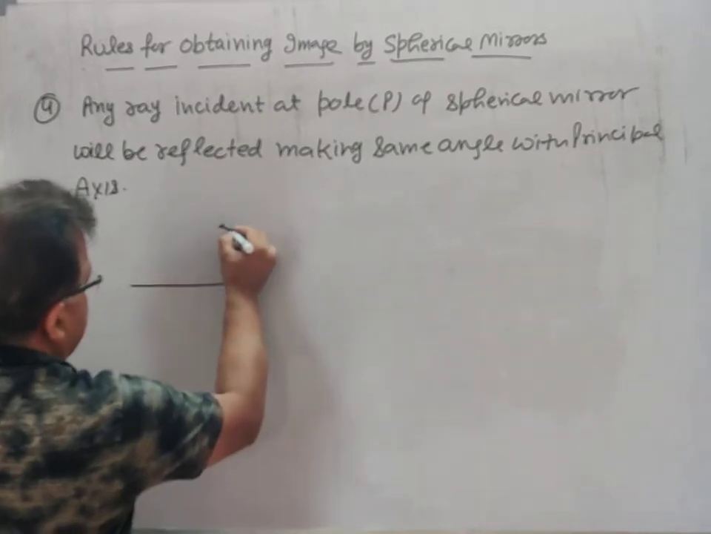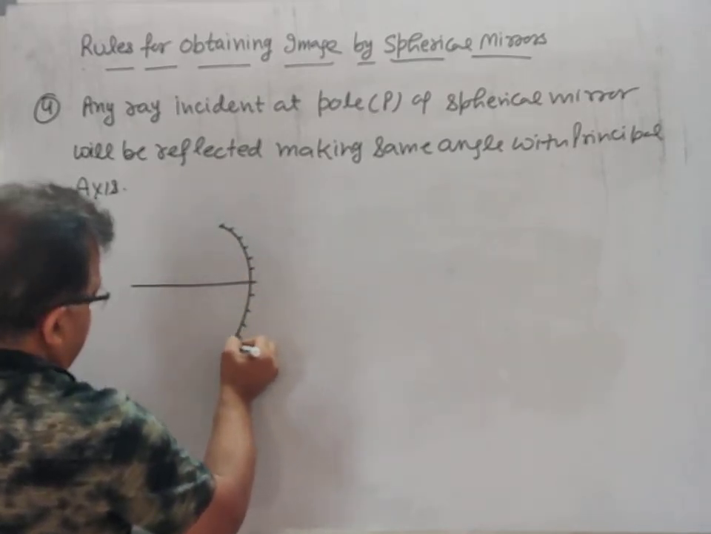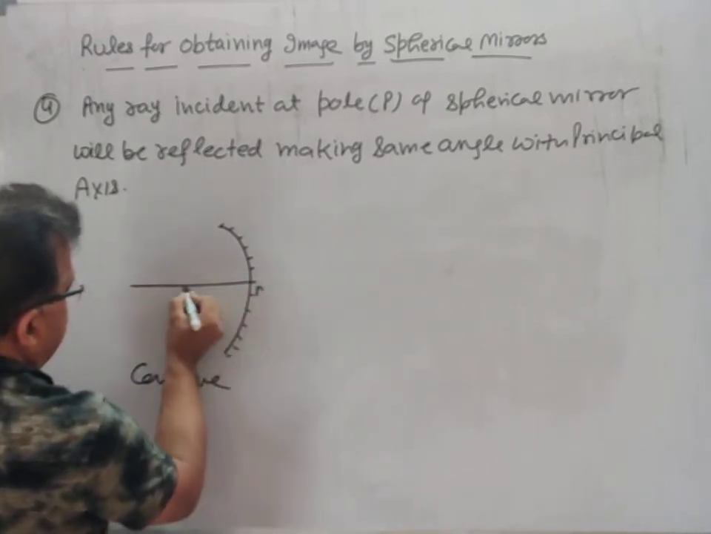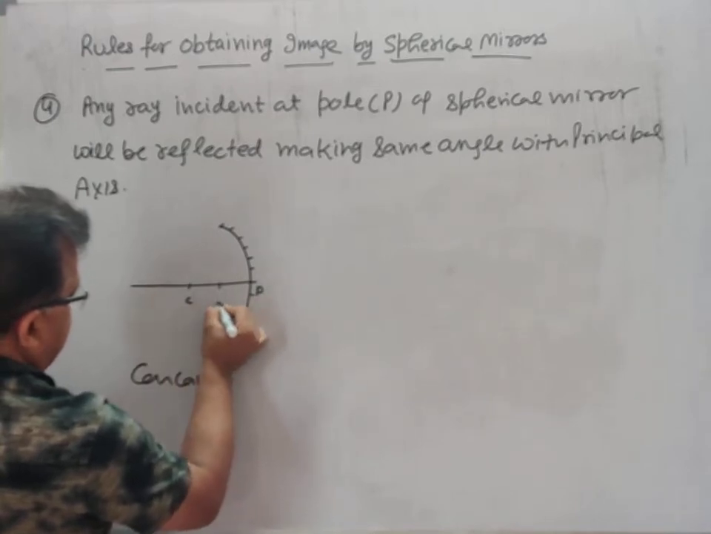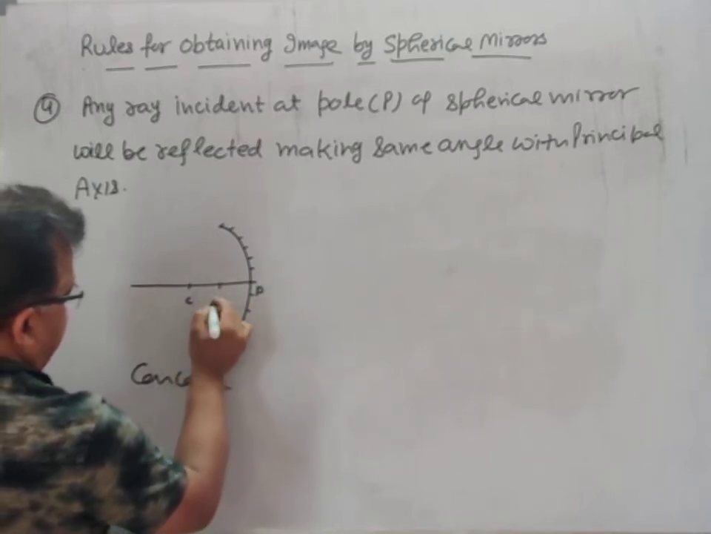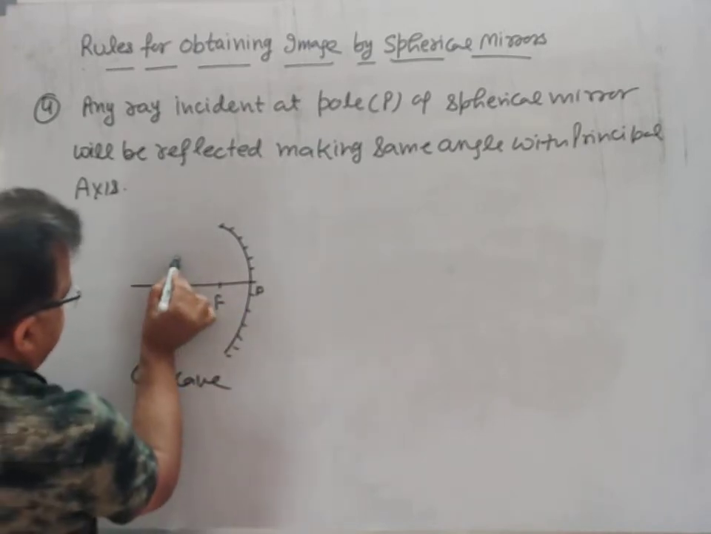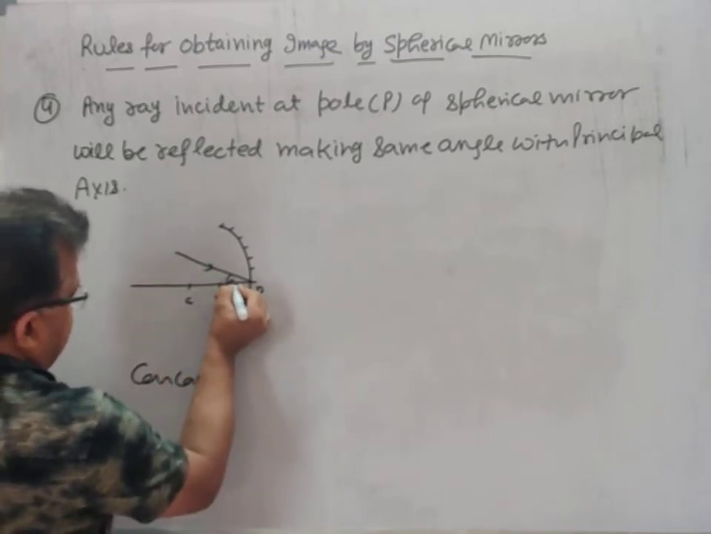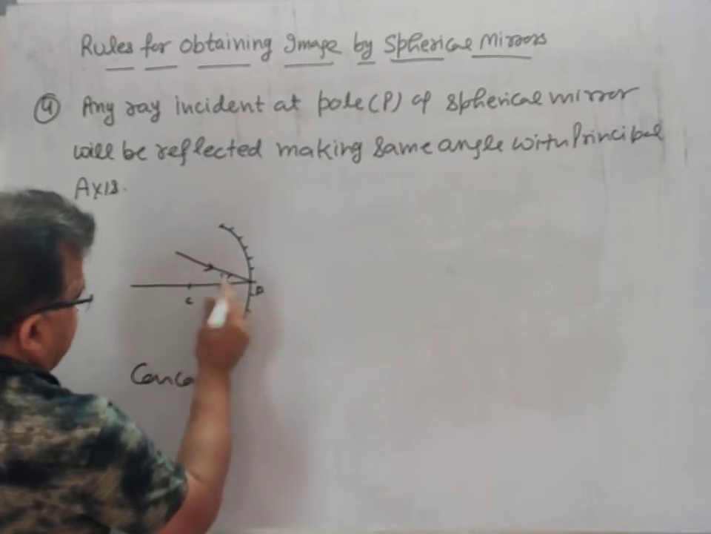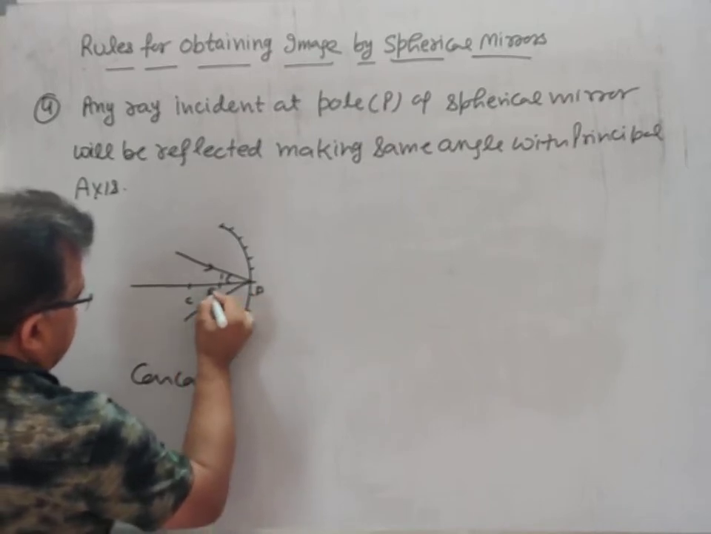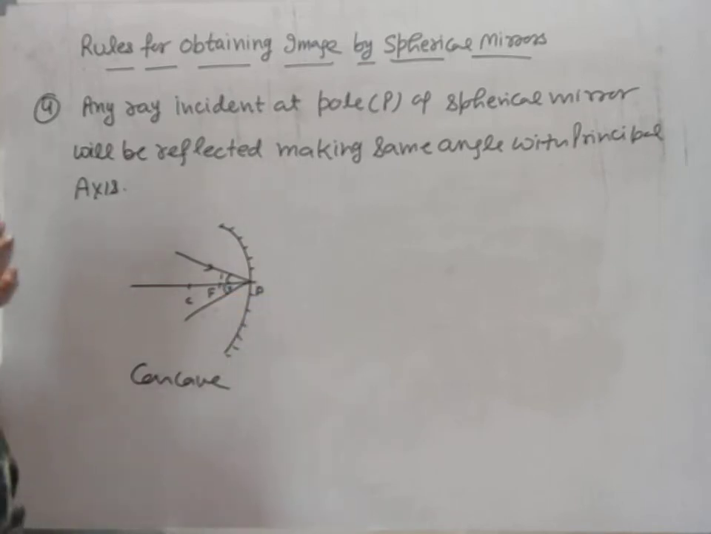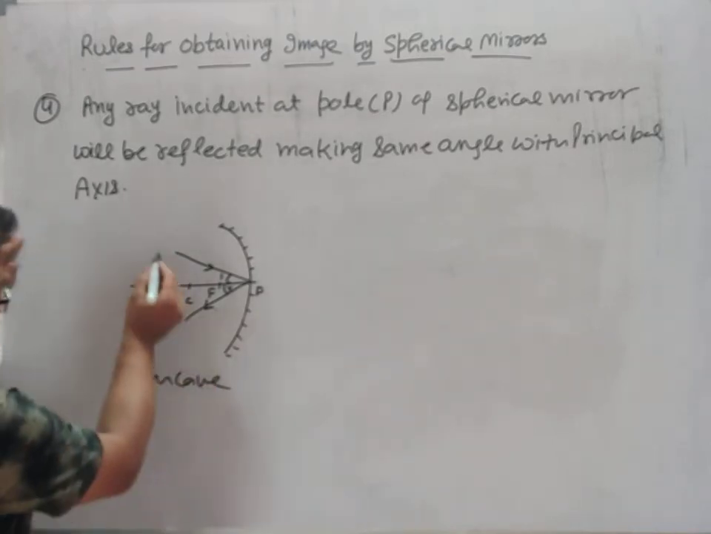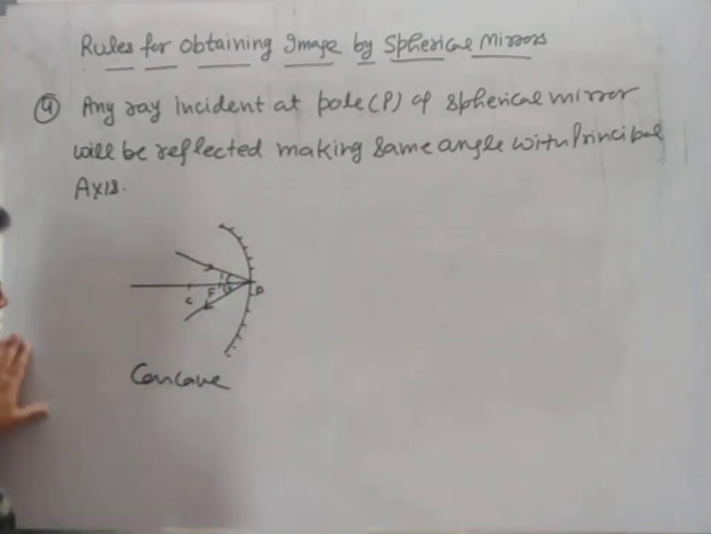Again, it is concave mirror, pole, center of curvature and principal focus. If it strikes here, let it be angle I, it will be reflected back making the same angle. These two angles must be equal. So if at pole the incident ray strikes at some angle, then it will be reflected making the same angle.